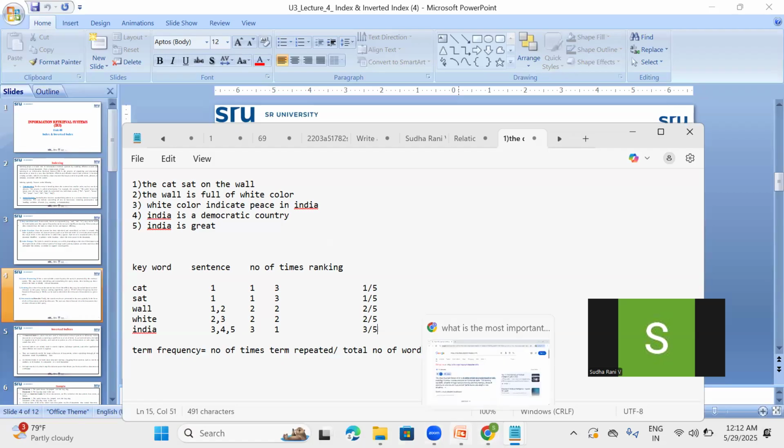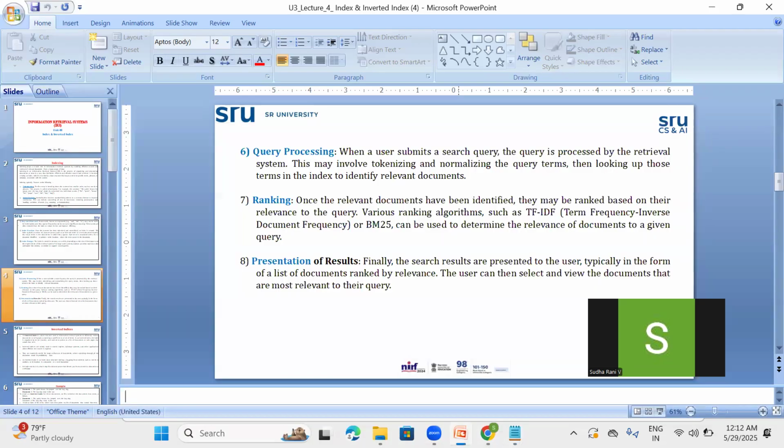Now come back to the slides. What is the next point? Next point is presentation of results. Finally, the search results are presented to the user, typically in the form of a list of documents ranked by relevance. The user can then select and view the documents that are most relevant to their query.